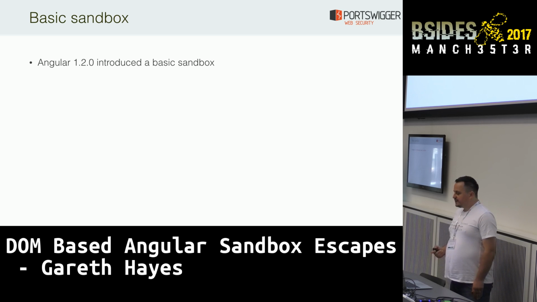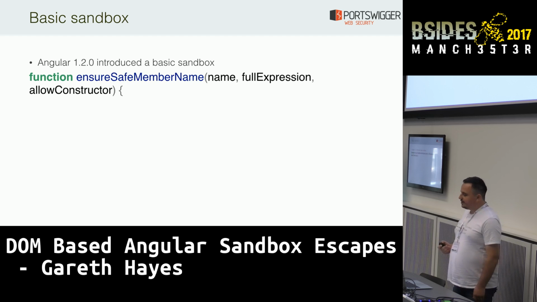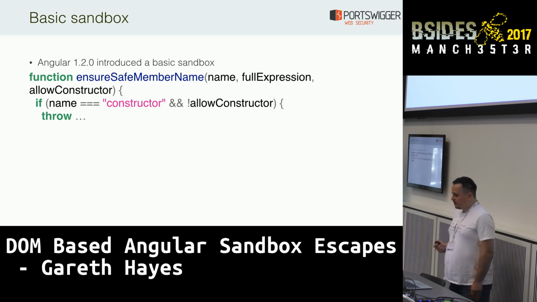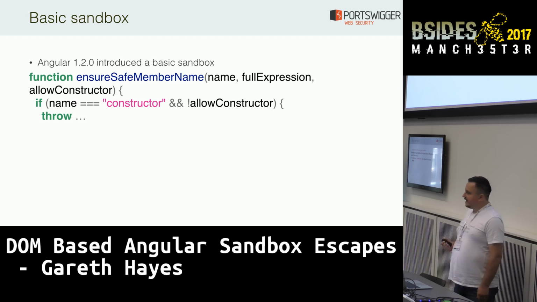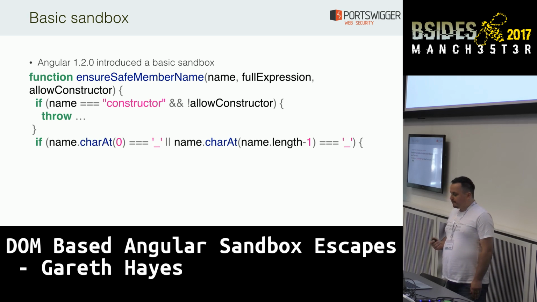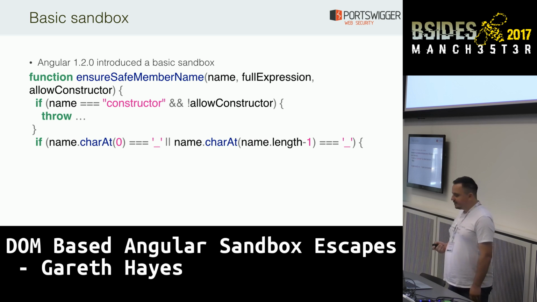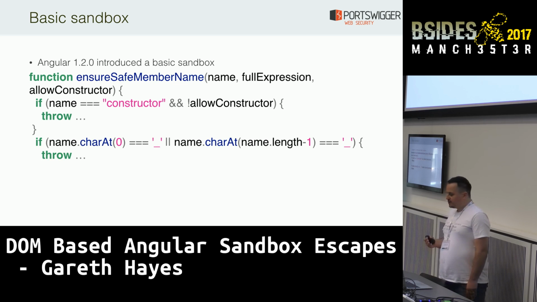Angular introduced a basic sandbox in 1.2.0. So they had an ensureSafeMemberName function. And that function checked JavaScript properties for the word constructor. And it would throw an exception and prevent access to that. It also checked if there was an underscore at the start or at the end of the property name and threw an exception. So this is a very basic sandbox.